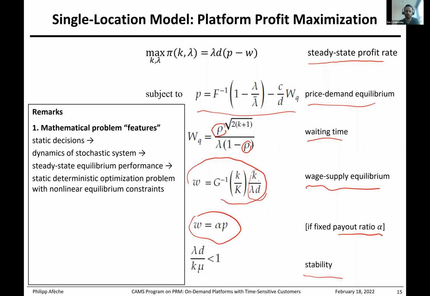Since this is in the context of this workshop on stochastics and modeling, in terms of the analysis here, in contrast to some of the earlier models that you've seen, this is not a model where we have no clue how to solve it. We have static decisions. They do affect the dynamics of the stochastic system. We get a steady state equilibrium. We plug this in. We end up with a static deterministic optimization problem. It's not a large scale problem.